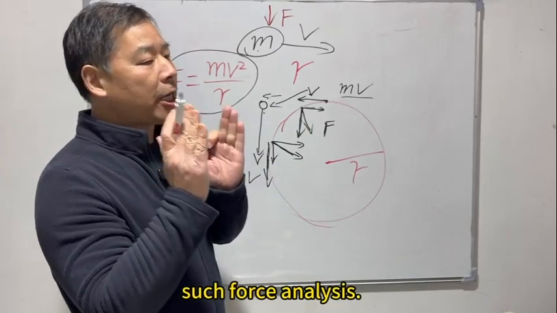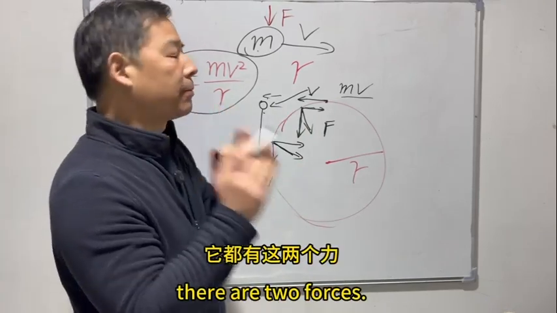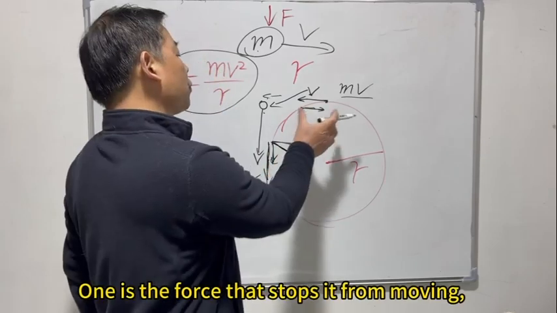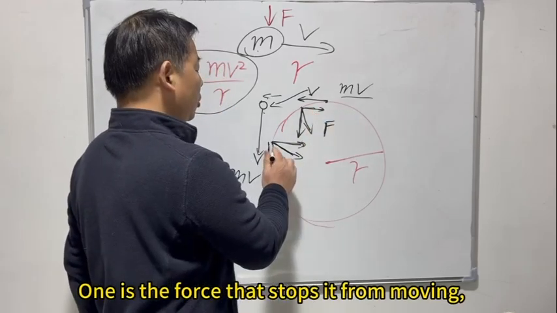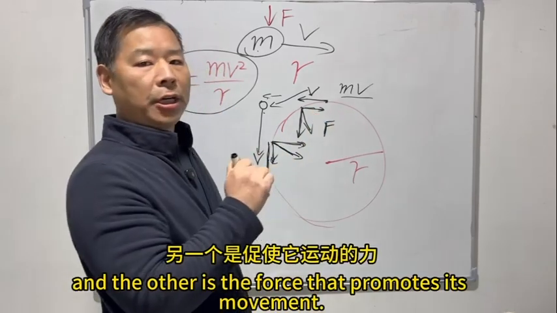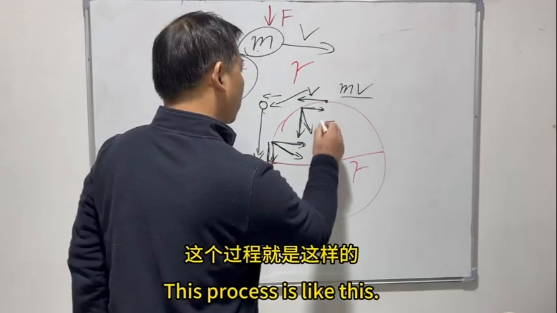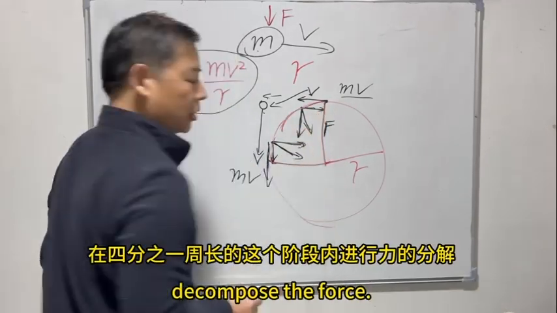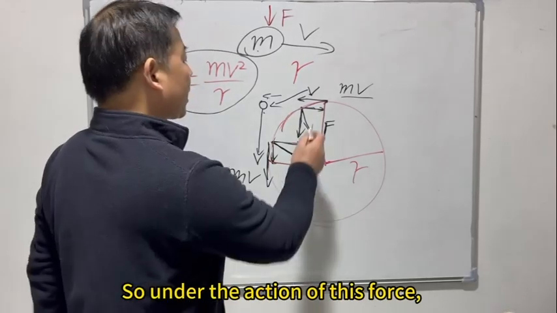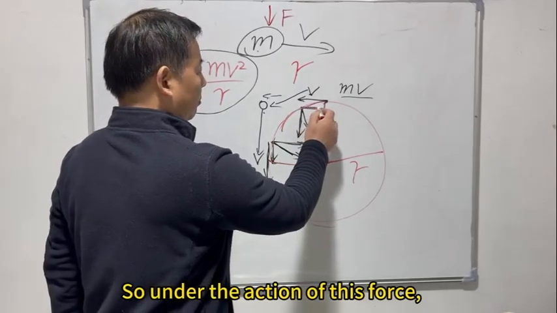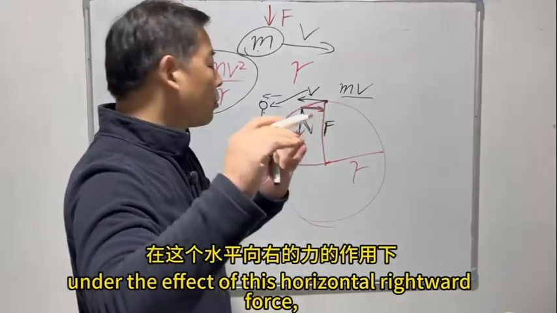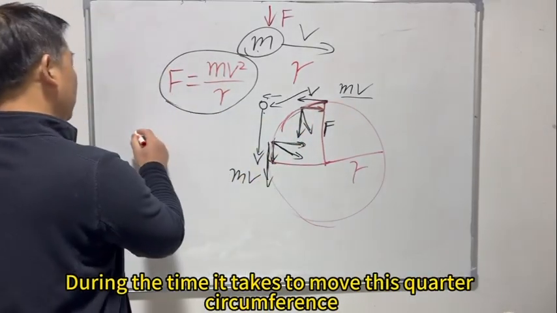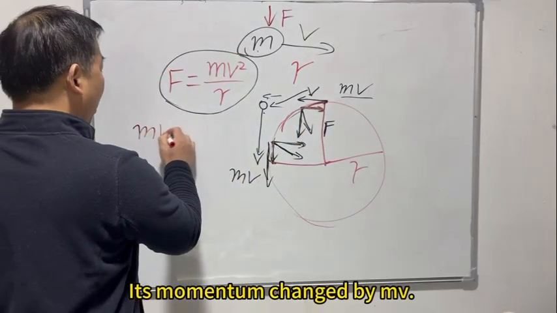Such force analysis gives two forces. One in this direction, one in this direction. One is the force that stops it from moving, and the other is the force that promotes its movement. This process is like this. In the stage of 1/4 of the circumference, decompose the force. So under the effect of this horizontal rightward force, during the time it takes to move this quarter circumference, its momentum changed by mv.